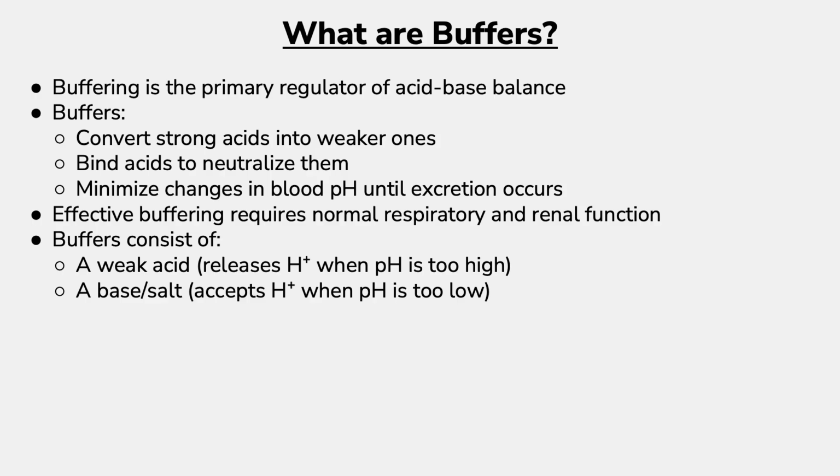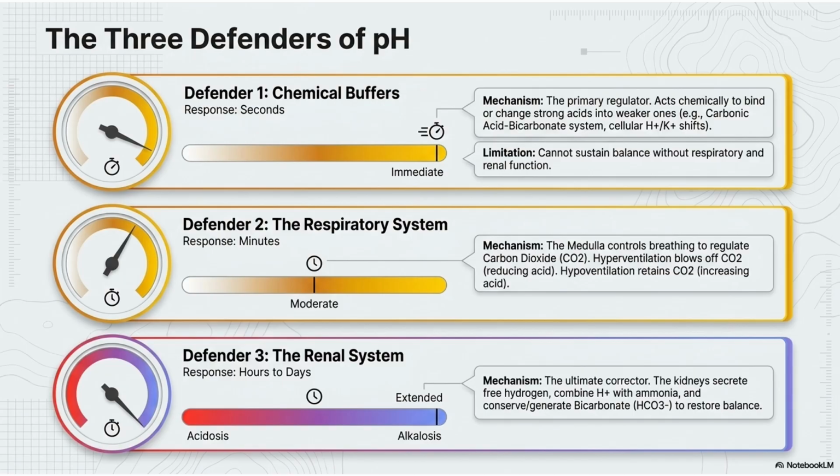Your lungs have to be functioning properly, breathing in enough oxygen and exhaling enough carbon dioxide, and your kidneys have to be strong enough to regulate these things. So these are your three defenders of pH. Your chemical buffers, which is the first defense, your second defense, the respiratory system, and then defender 3 is the renal system.